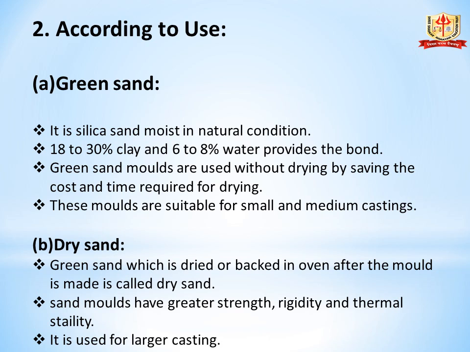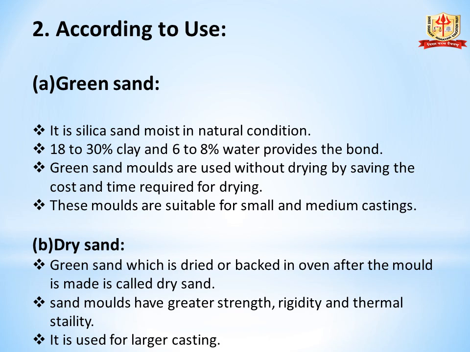Second classification, according to use. First point A, green sand. It is silica sand, moist in natural condition. Second, 18 to 30% clay and 6 to 8% water provides the bond. Point number 3, green sand molds are used without drying, saving the cost and time required for drying. Point number 4, these molds are suitable for small and medium castings.